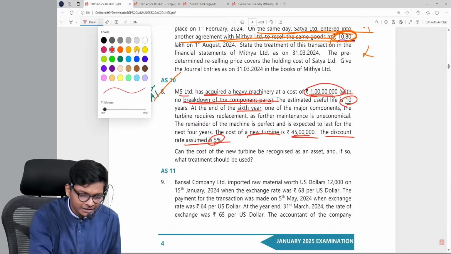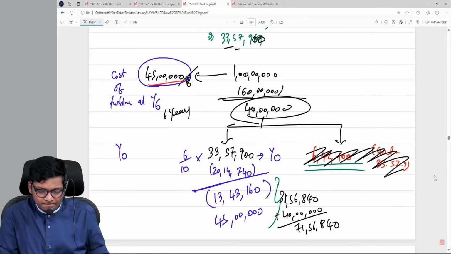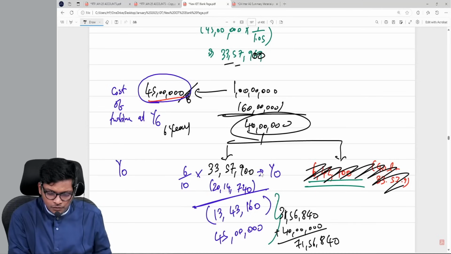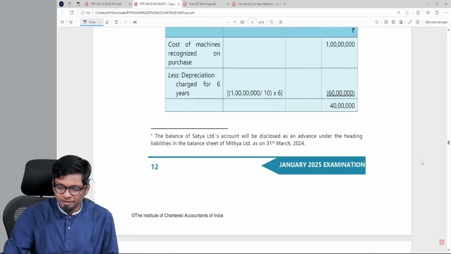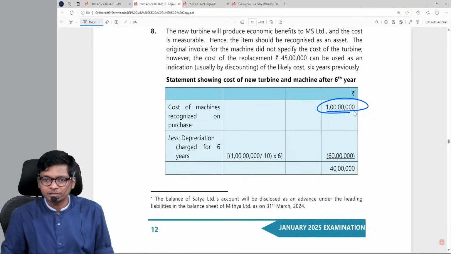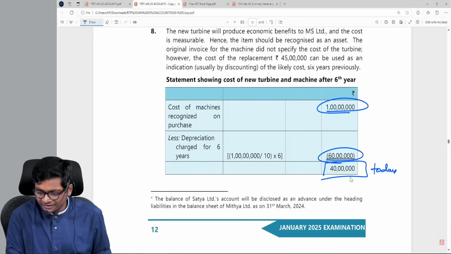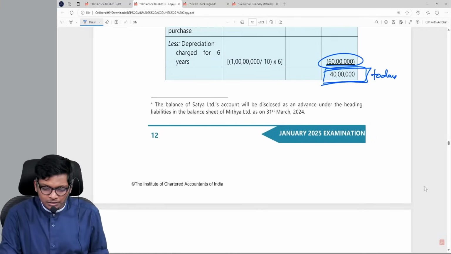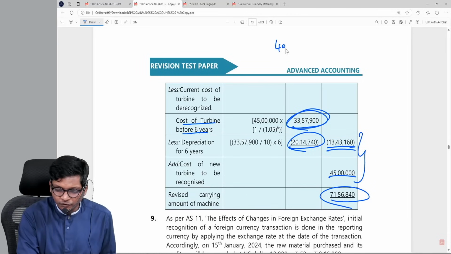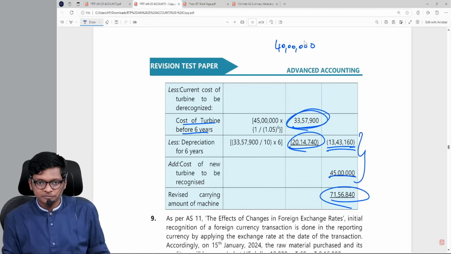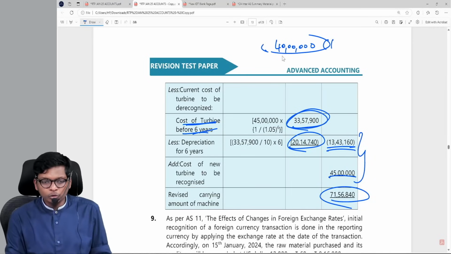Since we got confused in the middle, let me just summarize this for everybody's benefit with our notes itself. Correct. Not from here. From the 1 crore you will split. Let me solve from here itself. Total cost of machine is 1 crore. In that depreciation is 60 lakhs. Therefore, today the value of asset is 40 lakhs. This is the value of asset today. Now, in this 40 lakhs, I don't know the breakup of each, but I know turbine is part of this. Turbine is included in this.